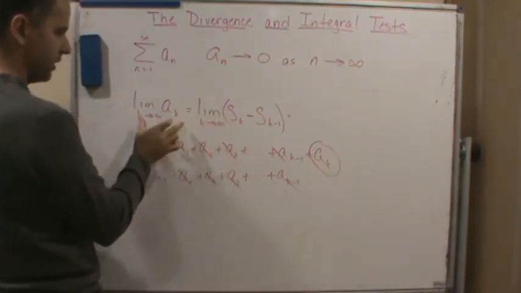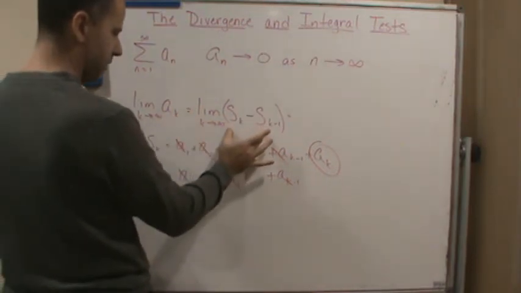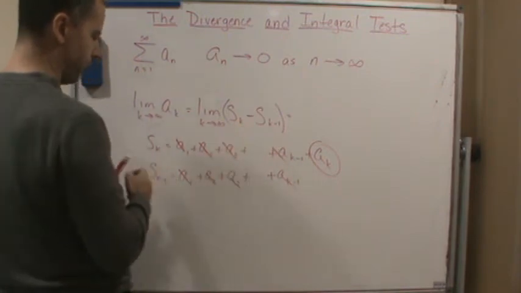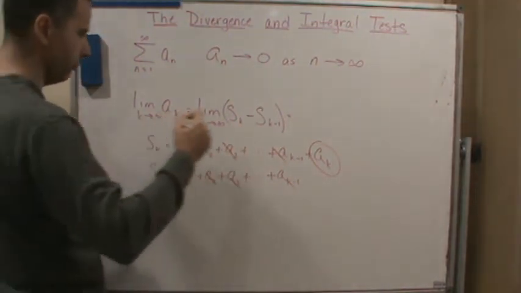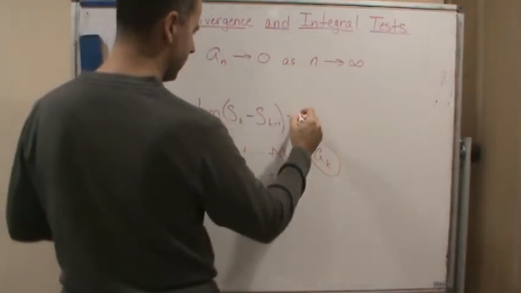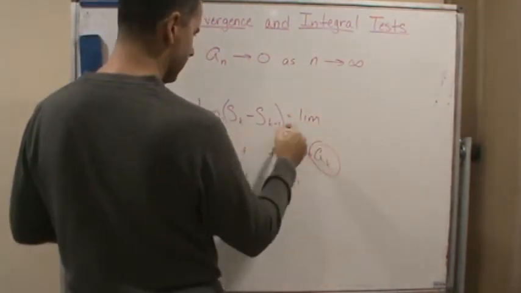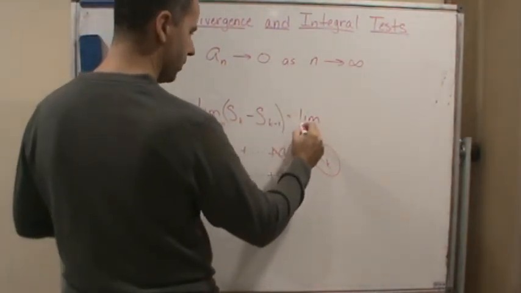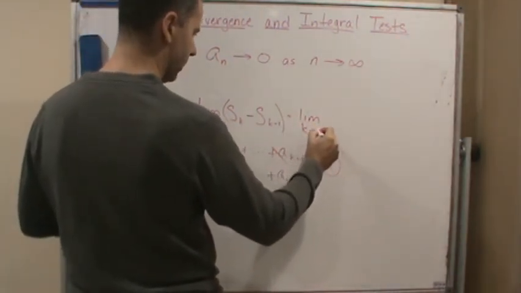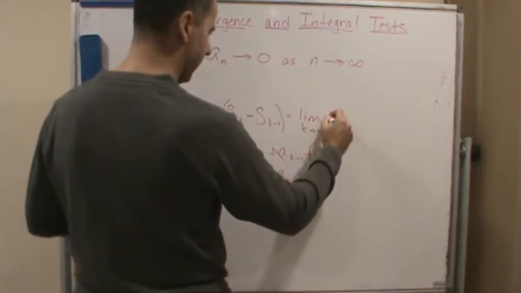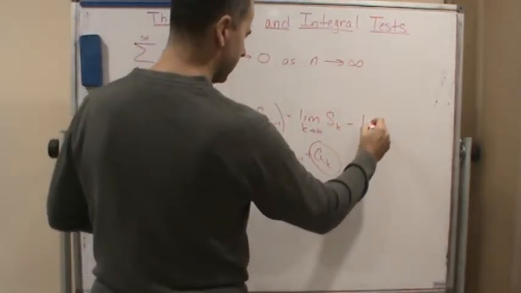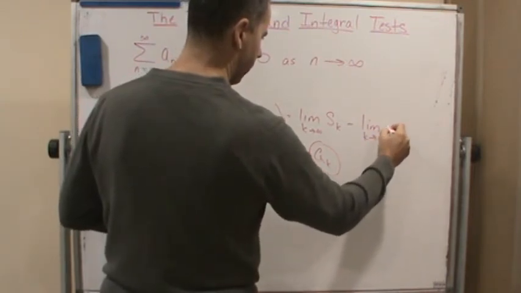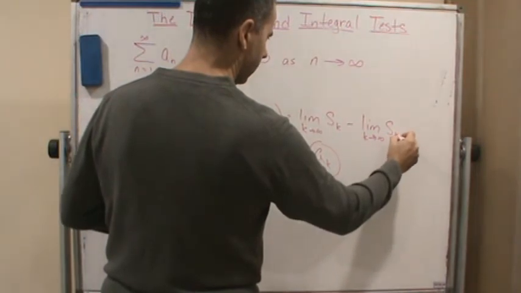What's going on with the limit of this? Well, the limit of this is equal to the limit of this. And so if we look at the sequence of partial sums, what's going on with this difference? Well, we can use the properties of limits and say the limit of the difference is the same as the difference in the limits. So the limit as k approaches infinity of s sub k minus the limit as k approaches infinity of s sub k minus 1.